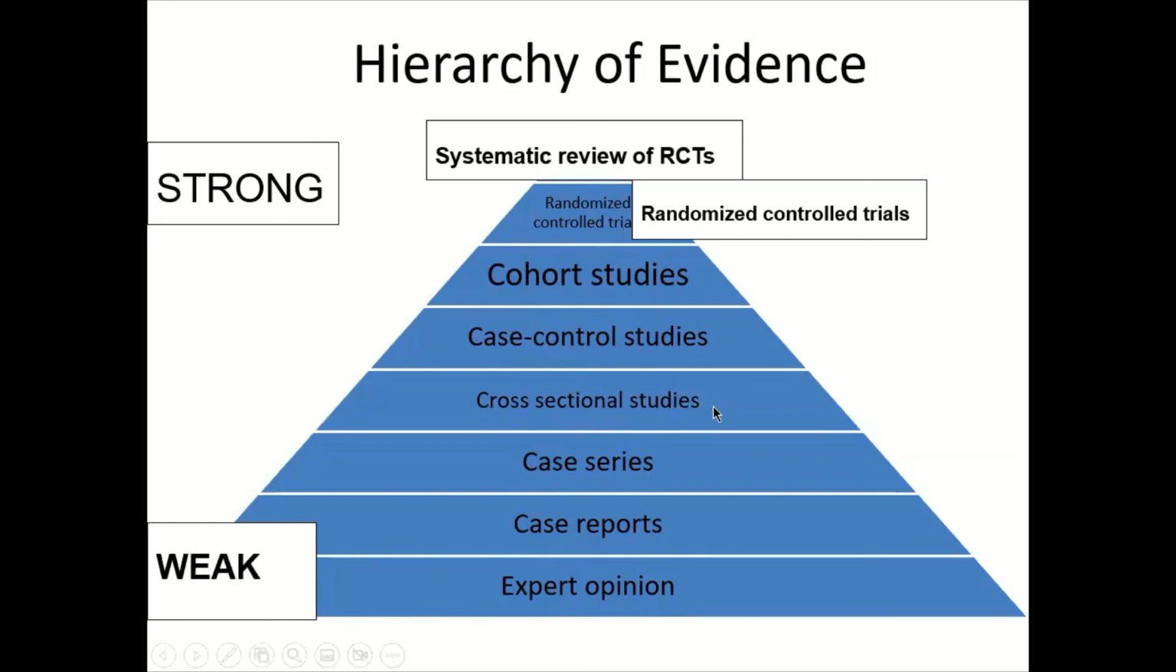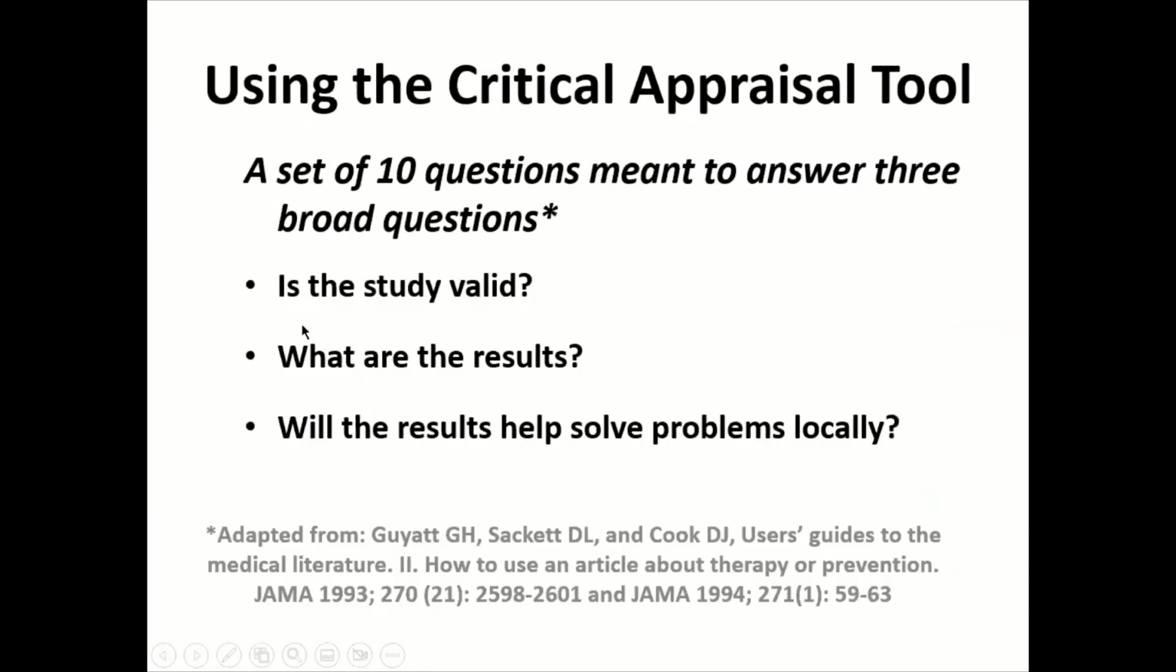Then cross-sectional studies, somewhere in the middle. Case control, superior. Cohort study, superior. And the most superior is the randomized control trial, strong evidence for the outcome. And this one at the bottom is very weak, subjective, and can easily be dismantled.